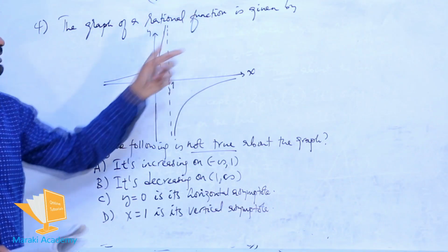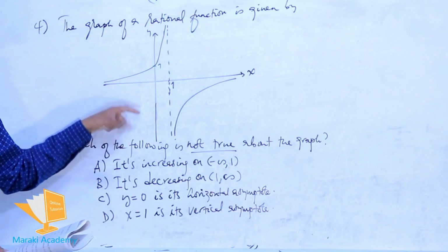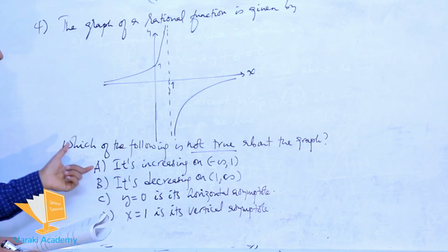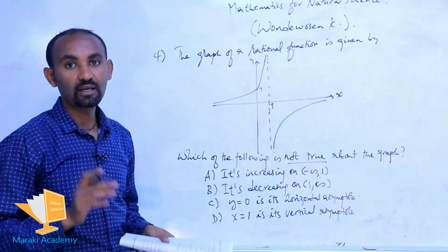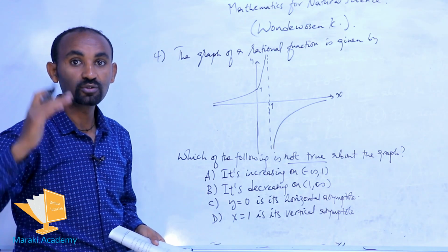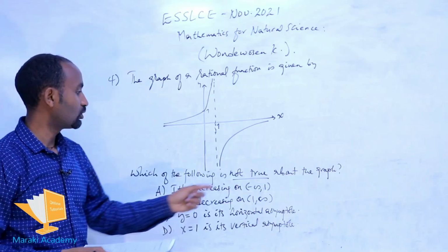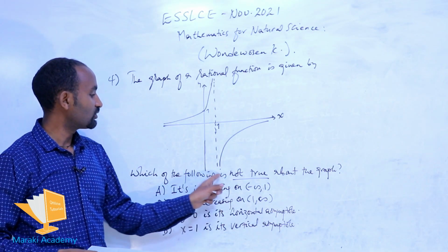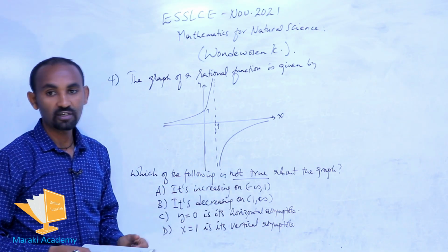Okay, so the fourth question: the graph of a rational function is given by this figure. Which of the following is not true about the graph? Not true. Okay, you should be very careful when you take an exam: which one is true, which one is not true. This is very important. So underline which of the following is not true about the graph.